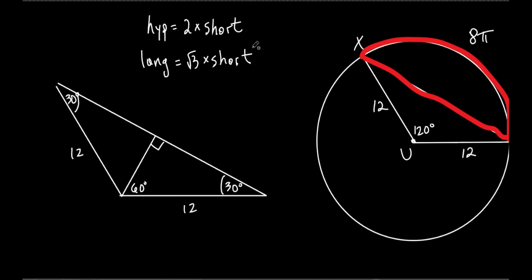So, let me see what we're going to do. So you could find this side and this side now. Let's find them both, just for fun. Let's find this one right here. Now, I know the hypotenuse is 12, so what's the short side? It's 6. That's right. Because if I double the short side, it equals the hypotenuse. Correct?